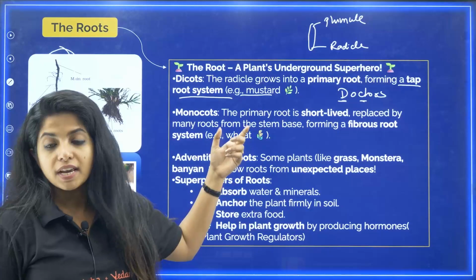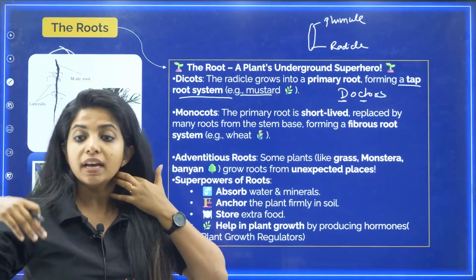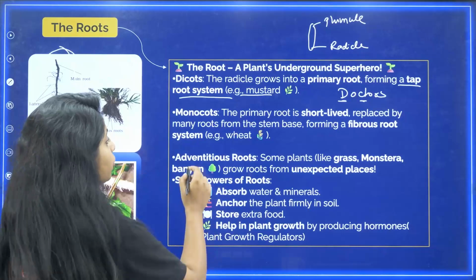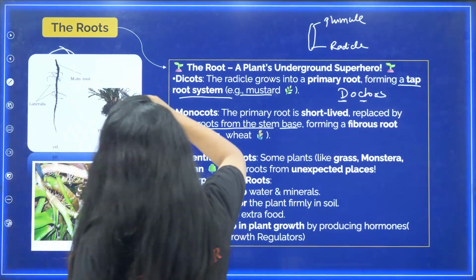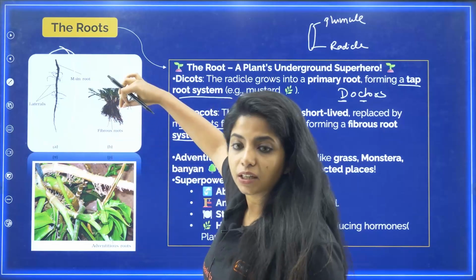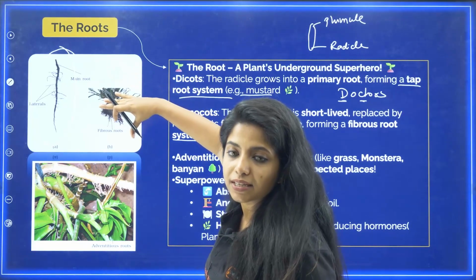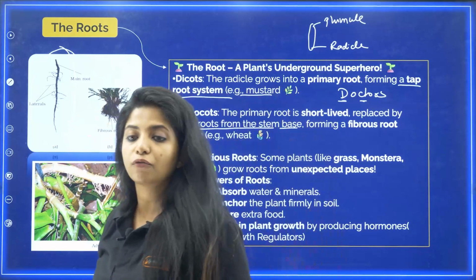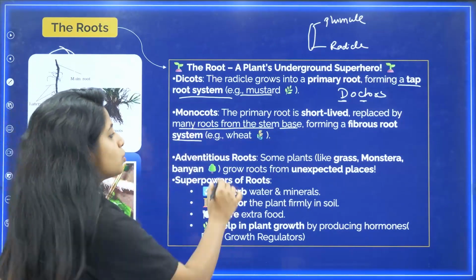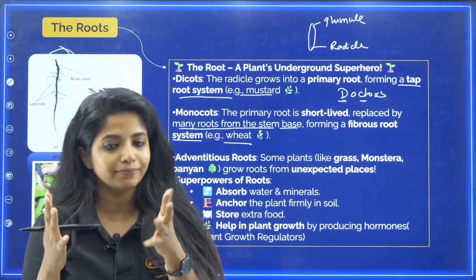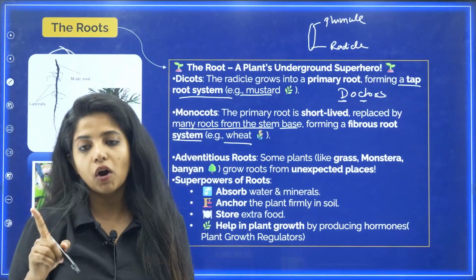And now monocots. Here the primary root is short-lived. The primary root that you see is short-lived. Instead, what happens? It is replaced by many roots from the stem base, forming a fibrous root system. So they do not have a primary root. Instead, the primary root is getting replaced, and now you have multiple roots arising, forming what? The fibrous root system. Where do you find it in monocots? Example is what? Wheat. Can you break it down into 2? Because it does not have 2 cotyledons, it just has 1 cotyledon, my dear children.